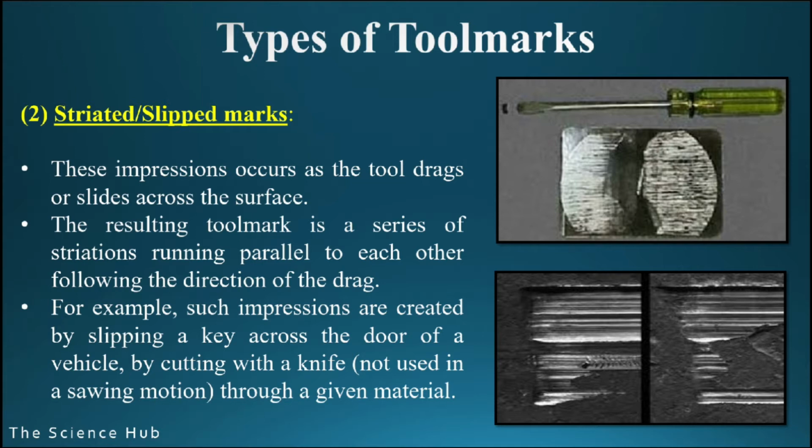Now, striated or slipped marks. This impression occurs as the tool drags or slides across the surface. The resulting tool mark is a series of striations running parallel to each other, following the direction of the drag. For example, if you drag a screwdriver on a plain metal sheet, then you can see straight lines, that will be a tool mark, and that kind of tool mark can be considered to be striated or slipped marks.